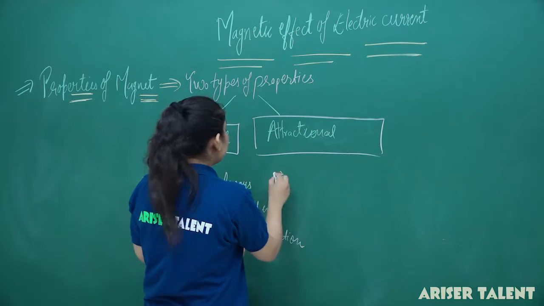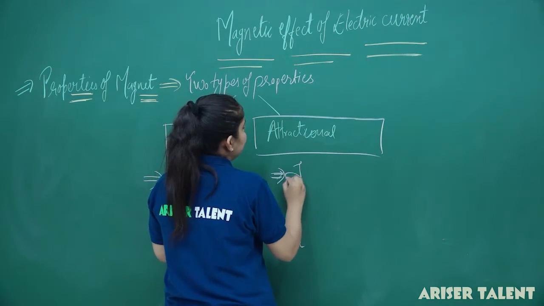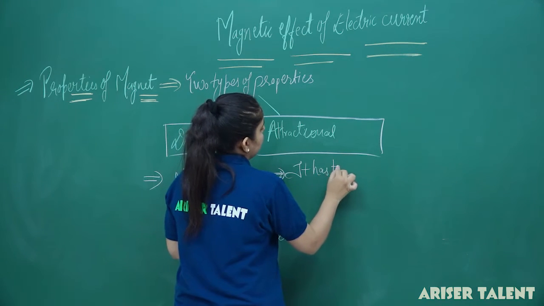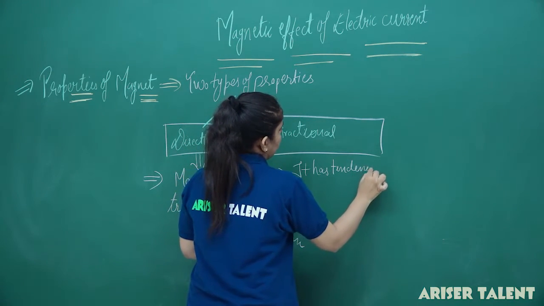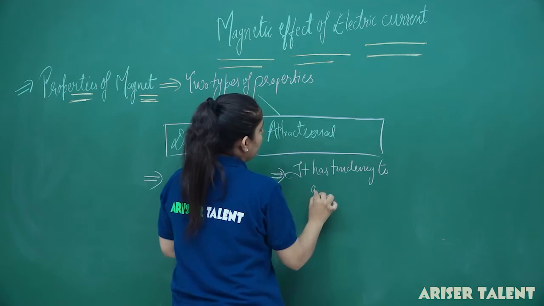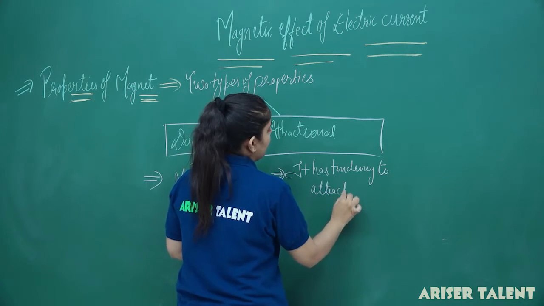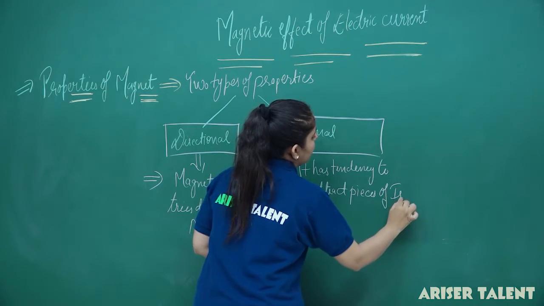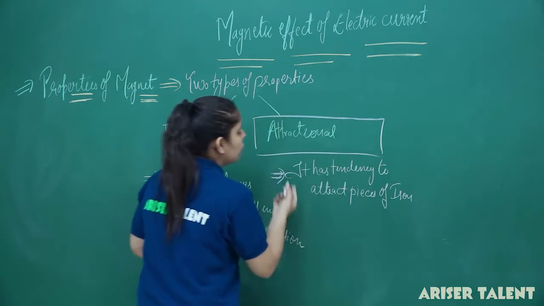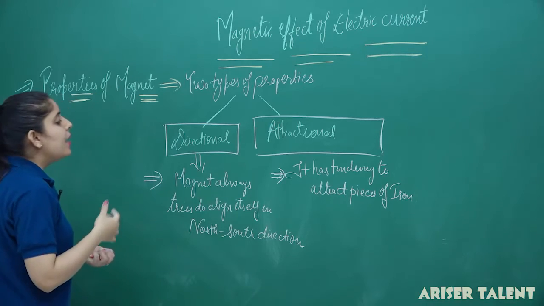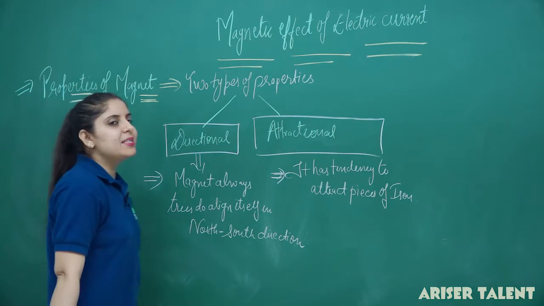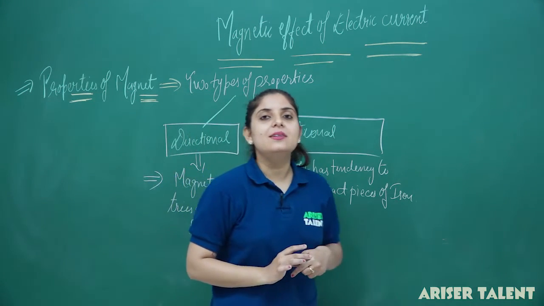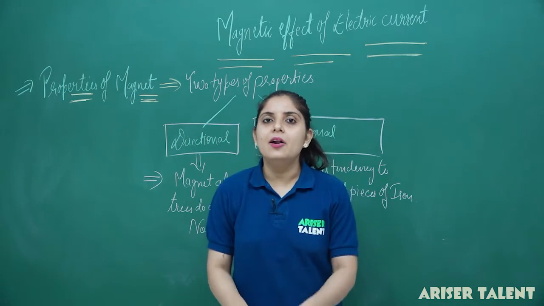So it means, attractional means it has a tendency to attract pieces of iron. So this property will be known as attractive property. So the magnet basically has these two properties, that is the directional one and the attractional.